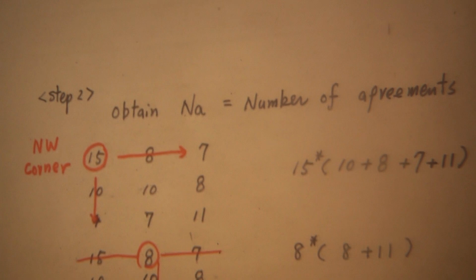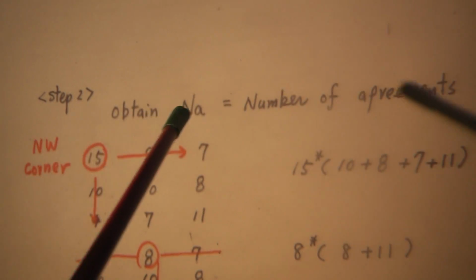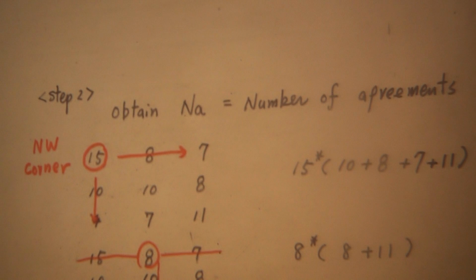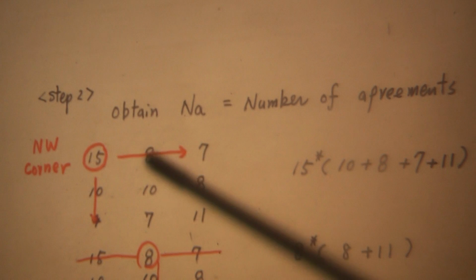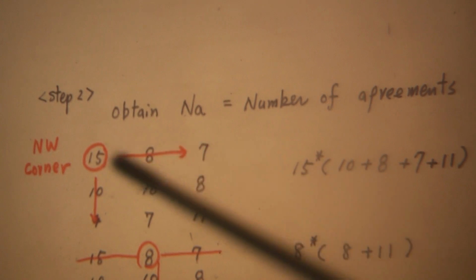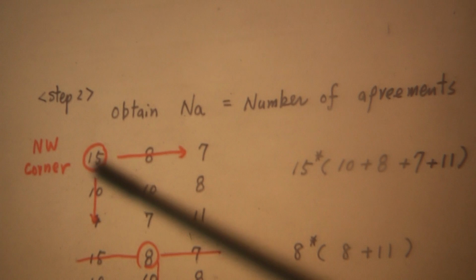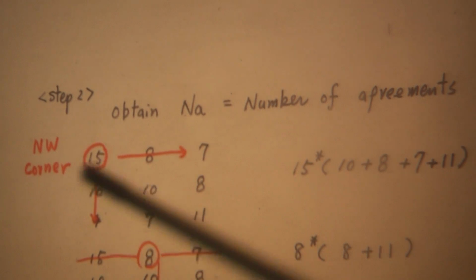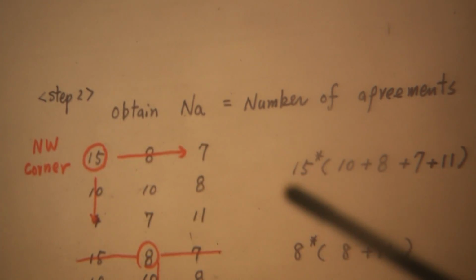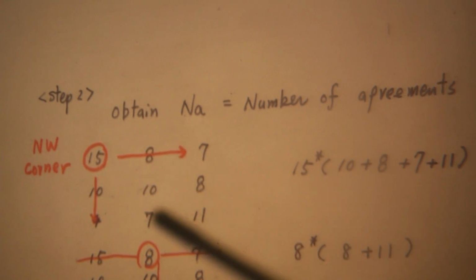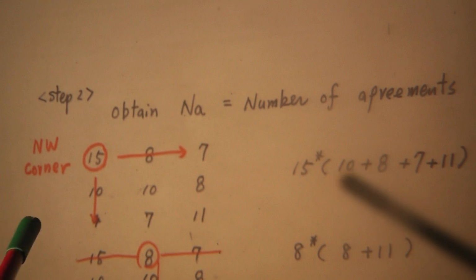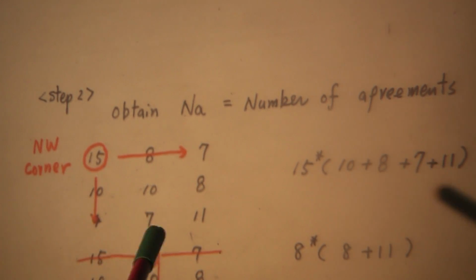Next one, we got to obtain NA. What's NA? NA is the number of agreements, okay? Now, let's begin with the northwest corner, which you see 15. And we eliminate the top row and the first column. And use this 15, multiply with the rest of the entries in the table, which you see is 10, 8, 7, 11. So it's 15 times 10 plus 8 plus 7 plus 11, okay?